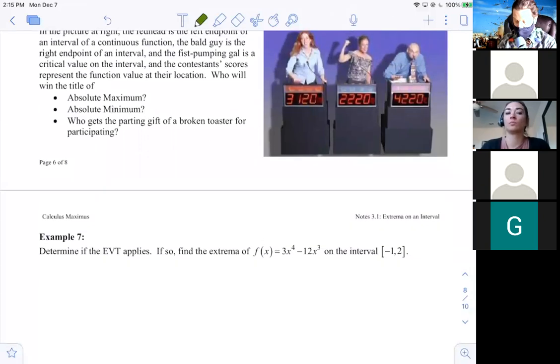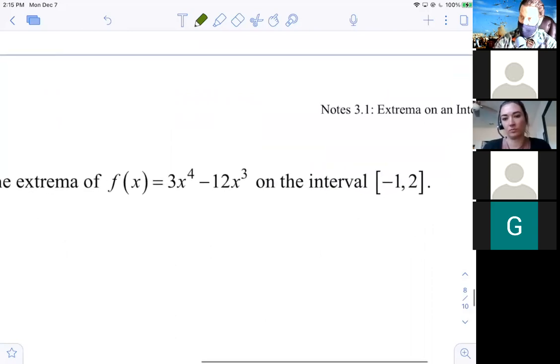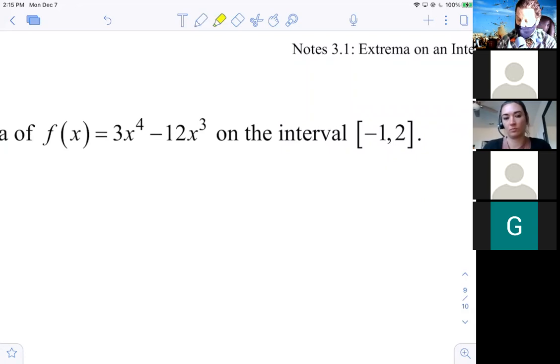Example 7, determine if the EVT applies, and if it does, find the extrema on that closed interval. All right, so we have a closed interval. That's good. That's one of the requirements. So the endpoints are in the house. Team endpoint actually is already here, right? -1 and 2, they're contestants. We'll put them in the green room for now because we need to see if the EVT applies, if we can even play the game. And if so, we need to find the critical values on the interior.